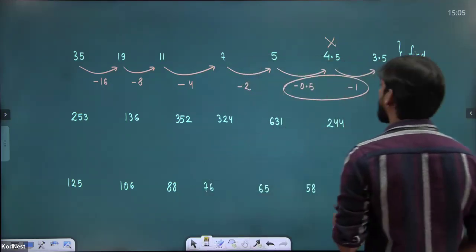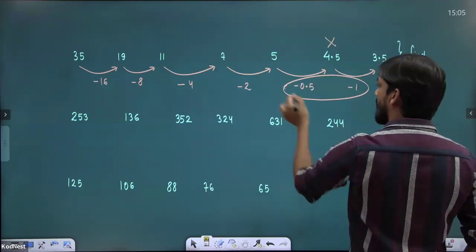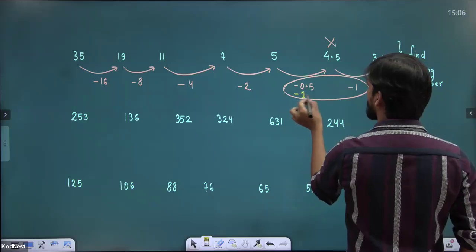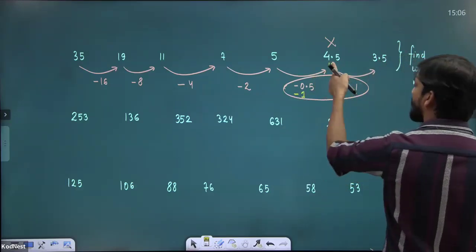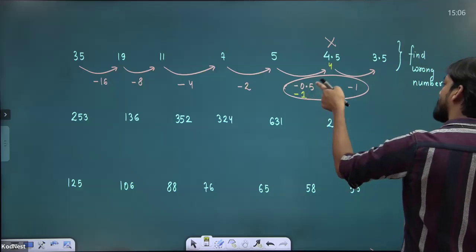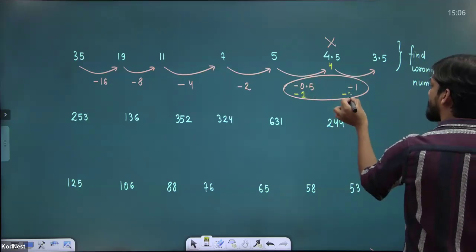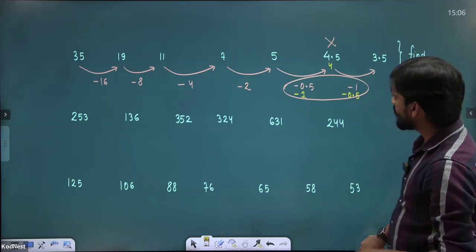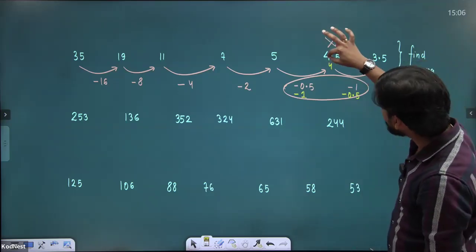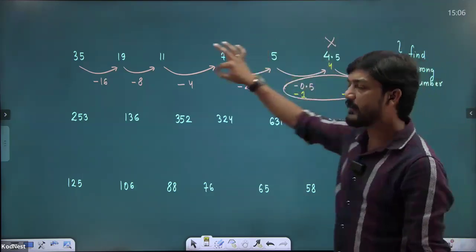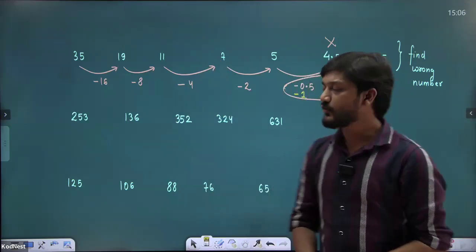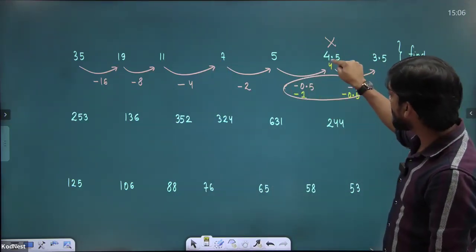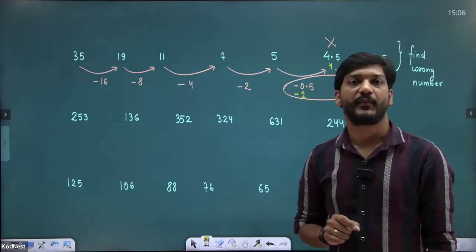And how this will become right is, this is 2, half of 2 will be 1, so 5 minus 1, this should be 4. And 4, half of 1 is 0.5, so minus 0.5 will make it as 3.5. So if you carefully see, if I make this as 4, it will become a completely correct series. So that's why 4.5 is the wrong number, not 3.5. Understood all of you?